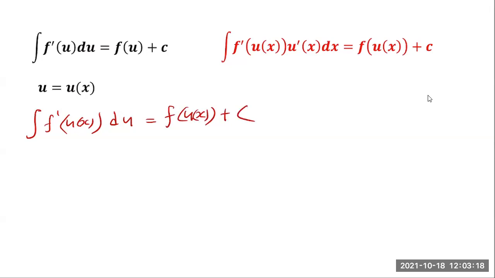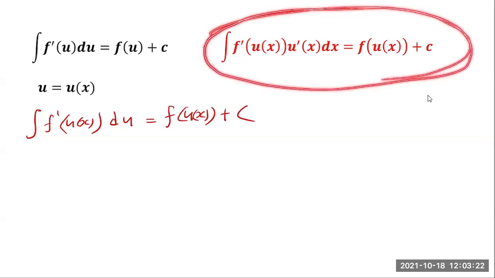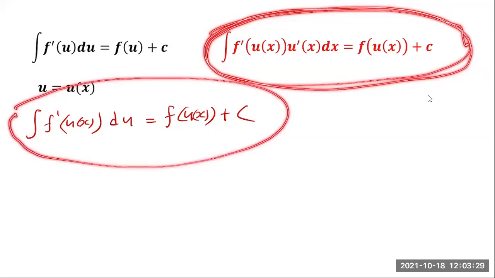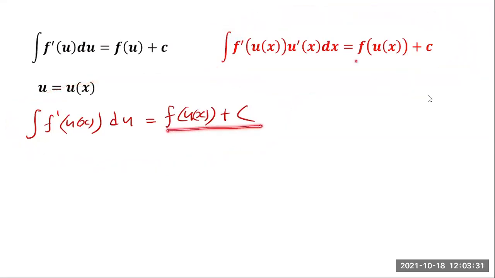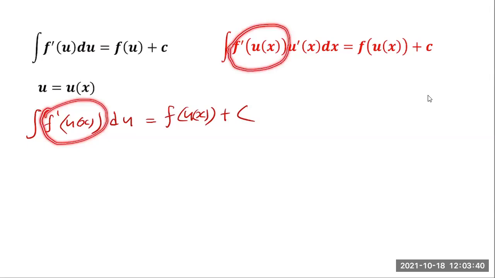Now, as you can see, if you compare these two equations, this is the undoing of the chain rule that you saw in the previous theorem. If you compare these two formulas, the right-hand sides are the same. Not only that, even in the left-hand side, this first term is the same, F prime of U of X. So this suggests that these two have to be equal, du and U prime of X dx, because your right-hand sides are equal.